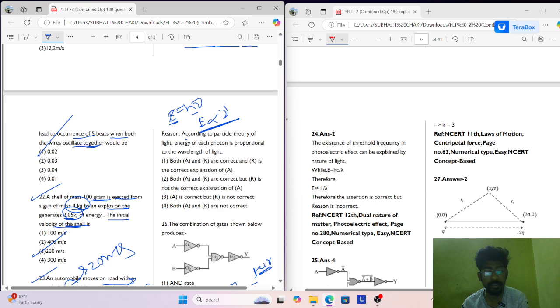If it is anywhere related to the threshold frequency, it will be. It was like the reason was correct also. Reason was correctly explained in the assertion.